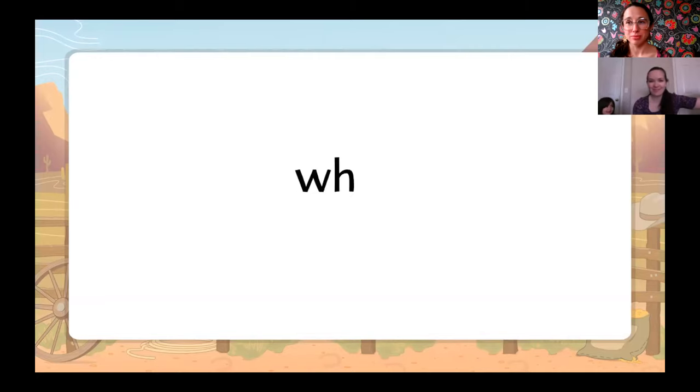Oh, great. All right, our next digraph is the WH digraph. Now, this one's interesting because in our English language, it's kind of losing its sound because a lot of people will pronounce this a little bit differently now. And that's okay. Either way is correct. But I wanted to let you know that a long time ago, most everyone would pronounce this hwa. Hwa. Can you say that? Hwa.